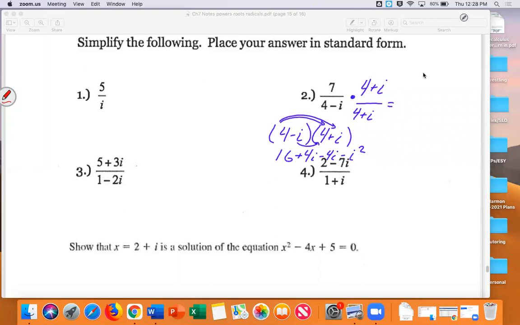Jay, do you see how the middle still cancels here? And Jay, do you recall what i squared is? i squared was -1, so it's 16 minus -1. So we have 17. In the numerator, 7 times 4 is 28. 7 times i, 7i. Done. Okay?